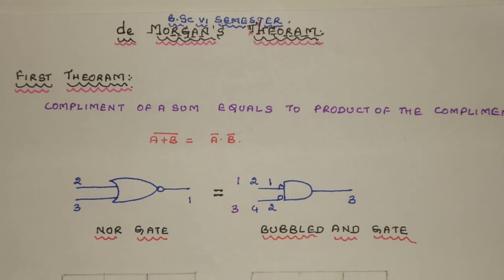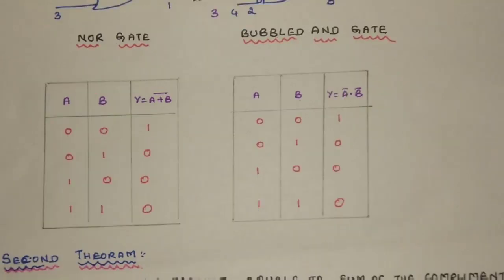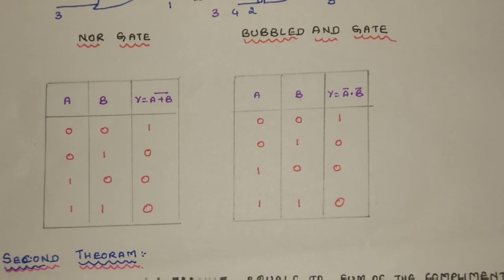And this is the first theorem of De Morgan, which shows that the complement of a sum equals the product of the complements, and the NOR gate is equal to the bubbled AND gate. As we are observing, there are two inputs. The outputs are 4 in number. Here, when A and B are both at low state, the output Y is high. When any one or both are at high state, the output is 0. Similarly, for the right hand side, A, B and Y is equal to A bar dot B bar. When both are at low state, output is high. When any one or both are at high state, output is 0.